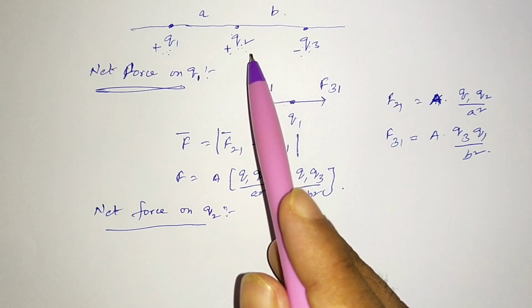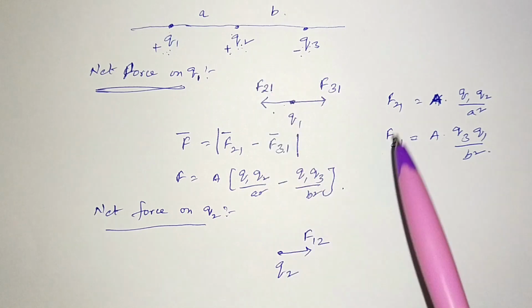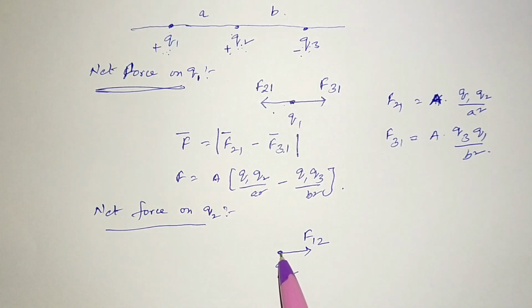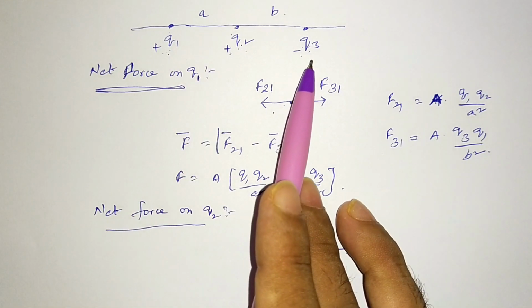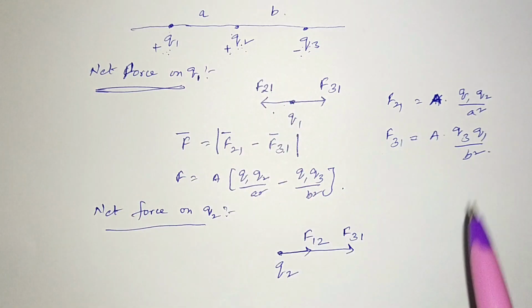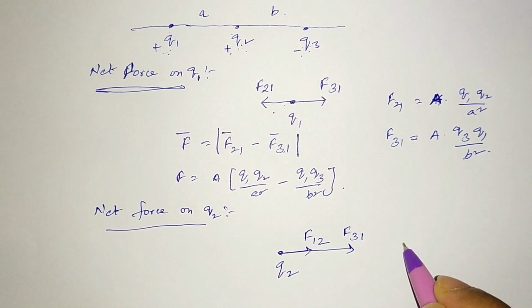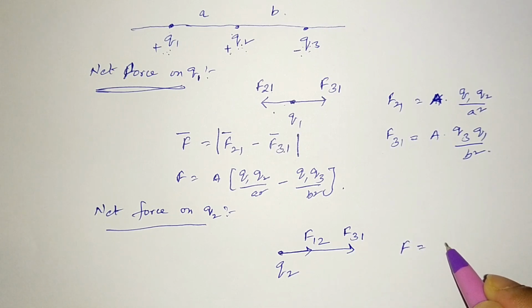Q3 attracts or repels? Attracts means it is pulling this, so this is also in this direction. What is this? F31. See, in this case both the forces are towards Q3. Q1 is repelling and Q3 is attracting. So what is the net force in this case? Net force is equal to F12 plus F31.